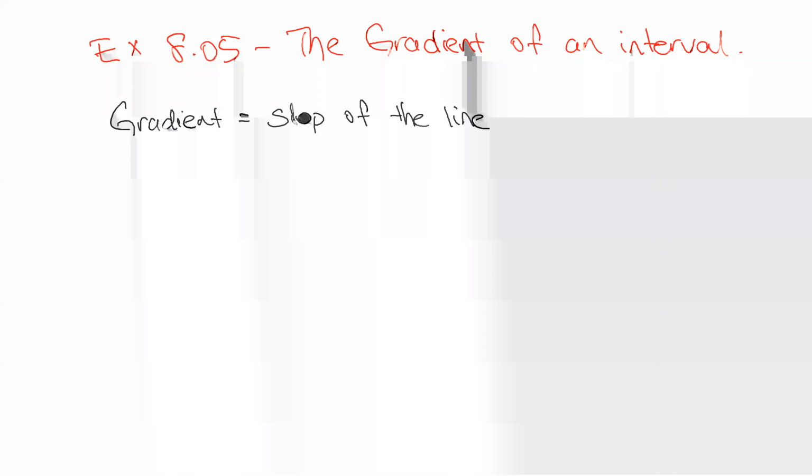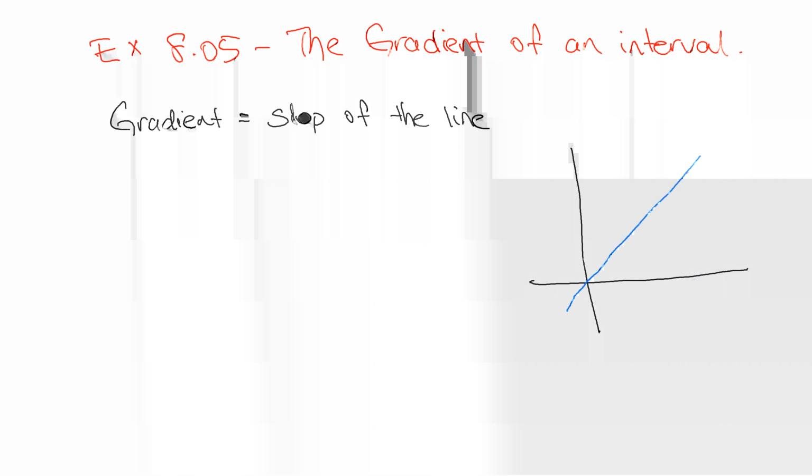When I'm talking about the gradient, guys, I'm talking about the slope of the line. And what I mean by that, if I just draw a quick graph, a graph that's going upwards like that. There's a gradient of this slope, and we measure how steep it is.